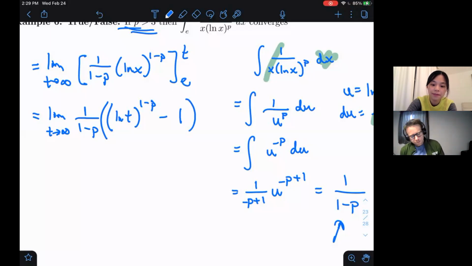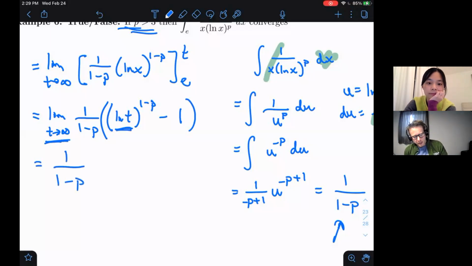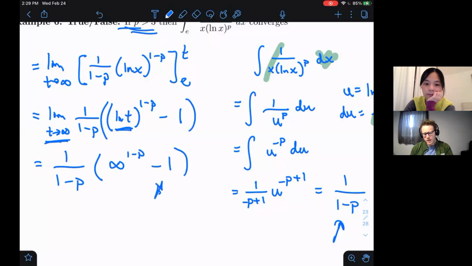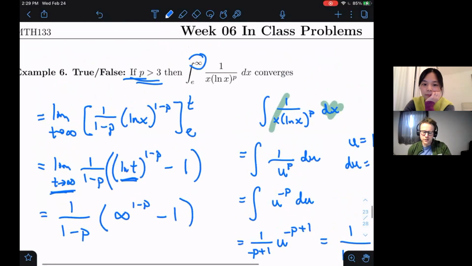All right, so as t goes off to infinity here, the natural log of t is going to go off to infinity. So this right here is going to basically be like 1 over 1 minus p, and we're going to have infinity raised to the 1 minus p. That's essentially what it's going to be like here. So just looking at this, I'd be tempted to say that this diverges, right? Because who cares about the subtraction by 1 and all this sort of stuff? I would say that this diverges, and so the answer would be false. But sadly, that's not quite right. The answer here does end up being true.